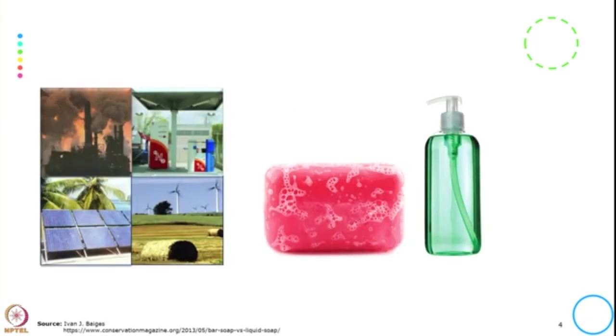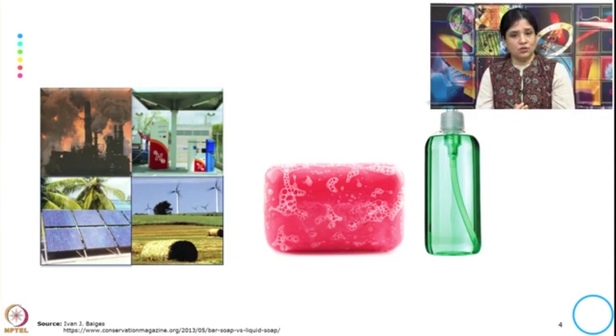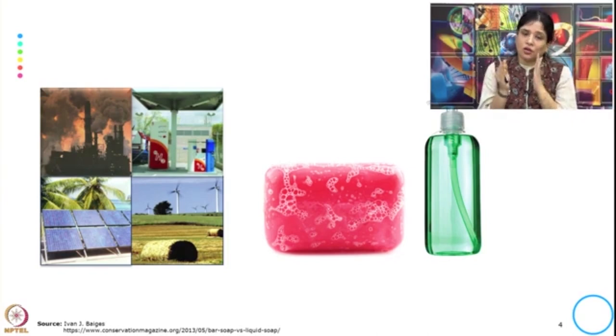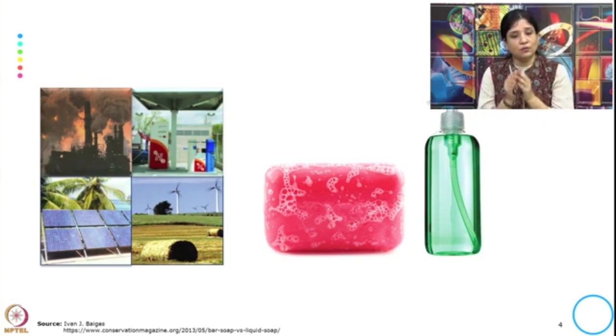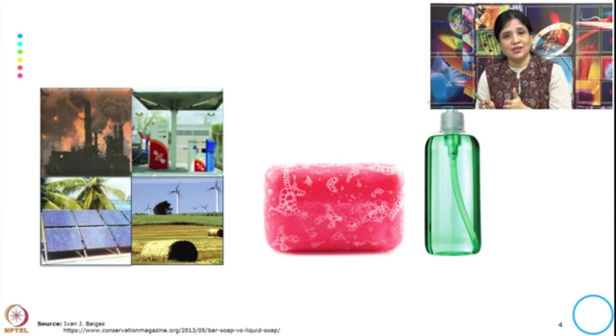The same story with the next slide also: whether we should go for a liquid soap or a bar soap, and which one is more environmentally friendly, or whether we should go for a biofuel, solar, or petrol. So on what basis do we make a choice? Possibly being an environmentally conscious consumer, or being pro-environment, we think about where the impact is going to be less. But how do you know where the impact is more or less?